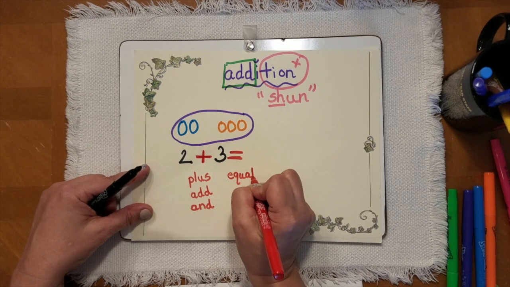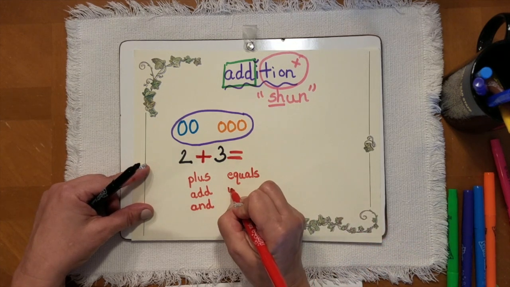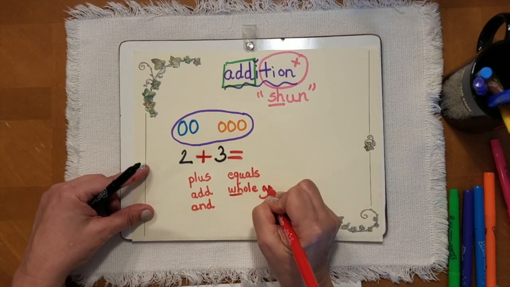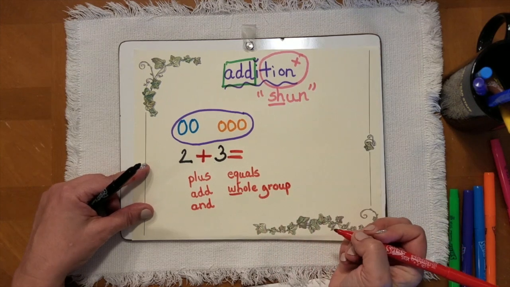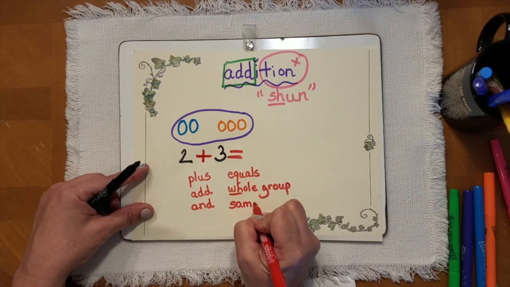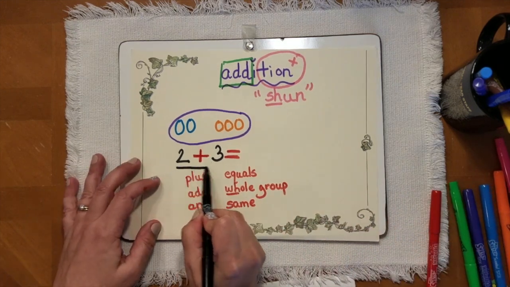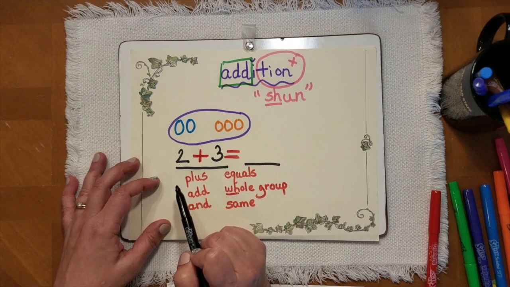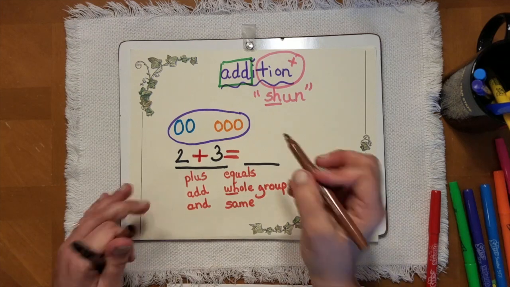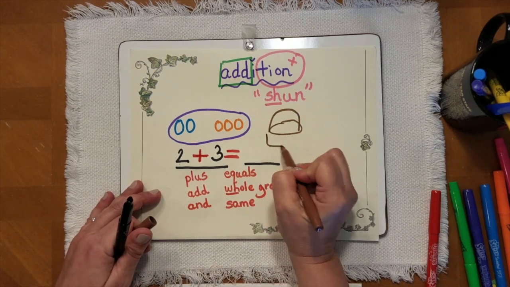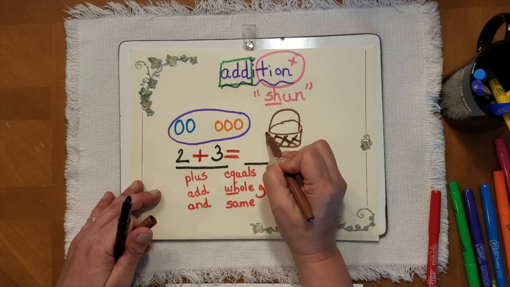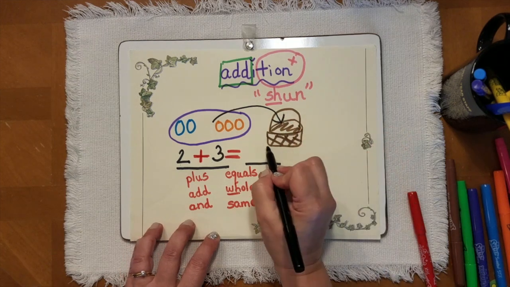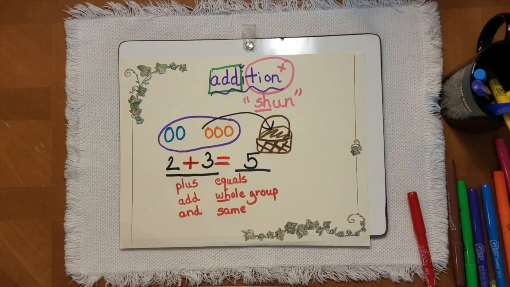Equals means the whole group. Whole, ooh, look, there's a WH word. Group. Okay? Or the same. What's on this side is the same as what's on this side. 2 blue and 3 orange. If you put them all in the Easter basket, you are still going to have a whole group of 5 eggs.